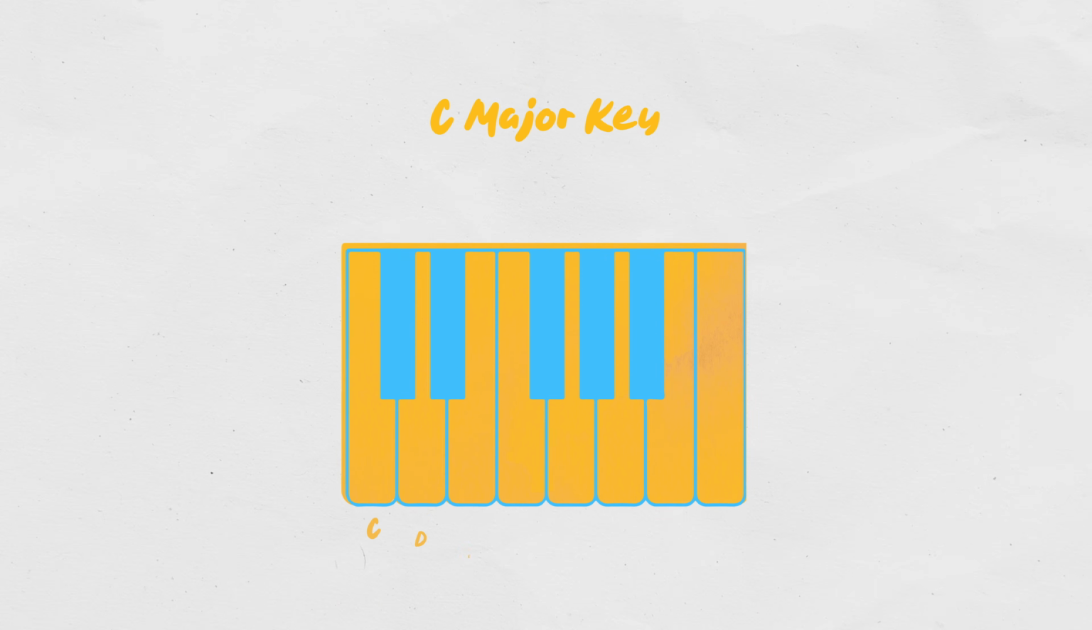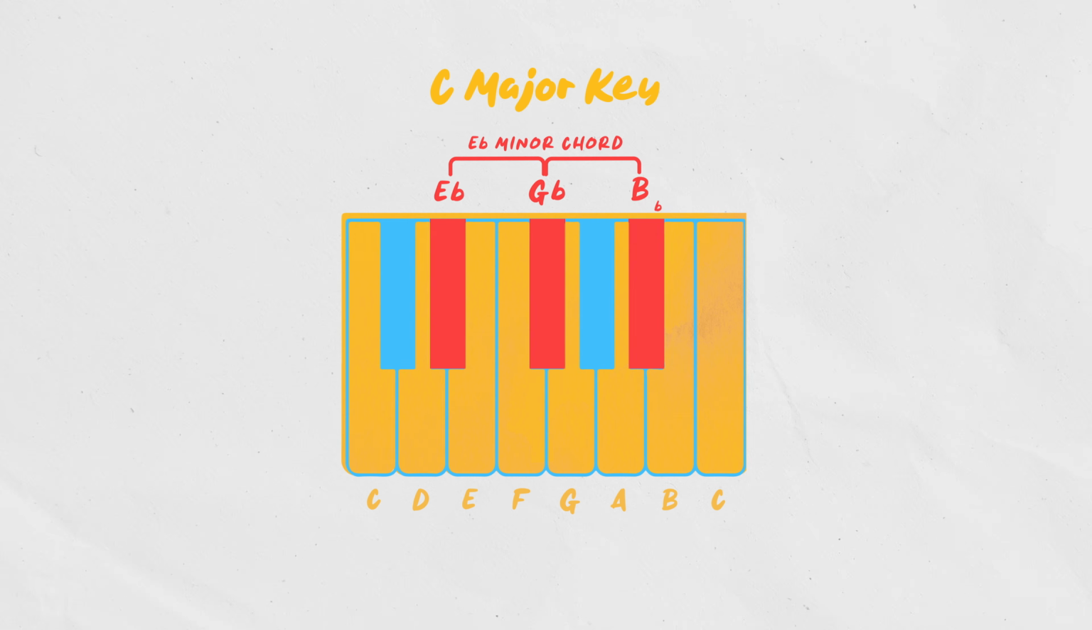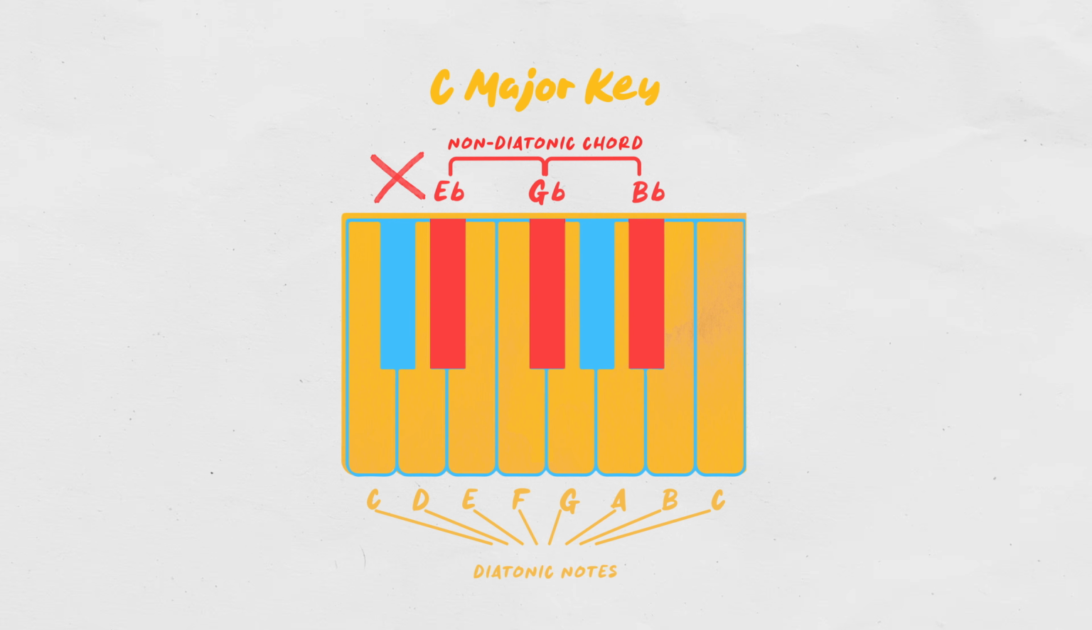to building chords. For example, in the C major key, an E flat minor chord, which consists of the notes E flat, G flat, and B flat, doesn't fit because it contains notes outside the key, thus is considered a non-diatonic chord. Using chords outside of a key can often result in discordant sounds. This highlights the importance of harmonizing chords to a key to achieve a musical outcome.